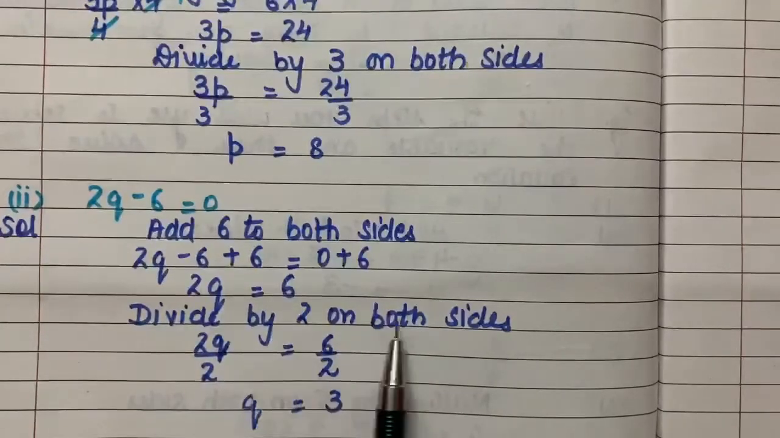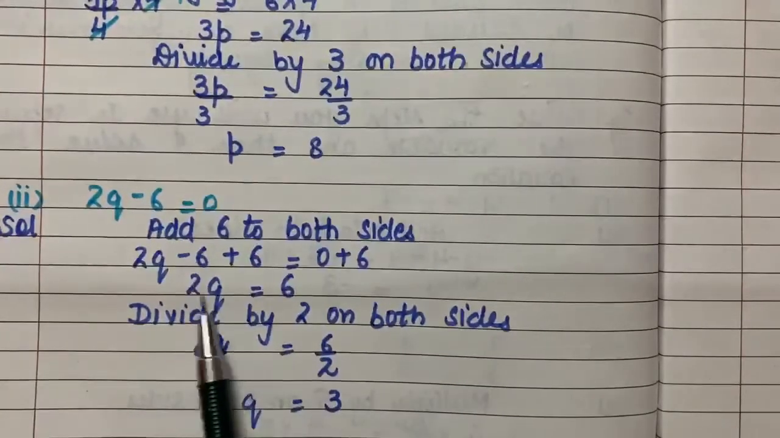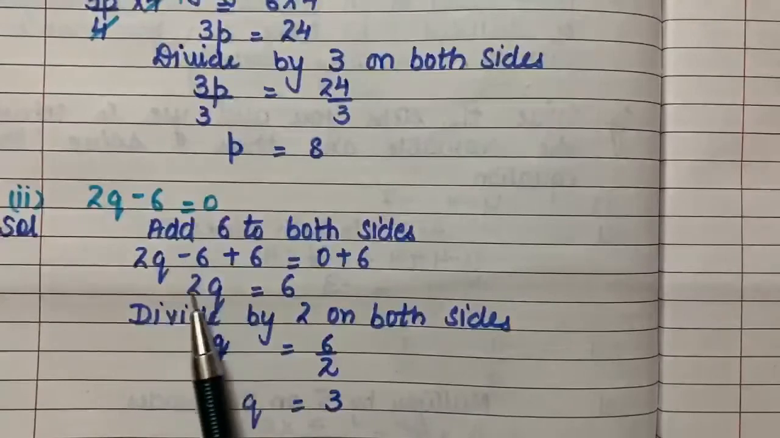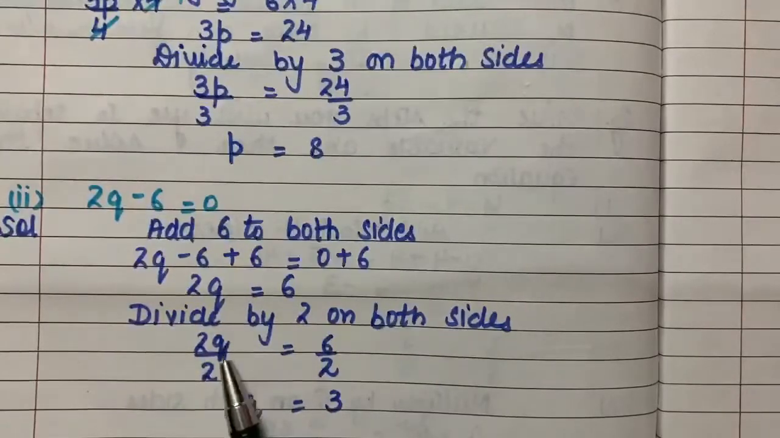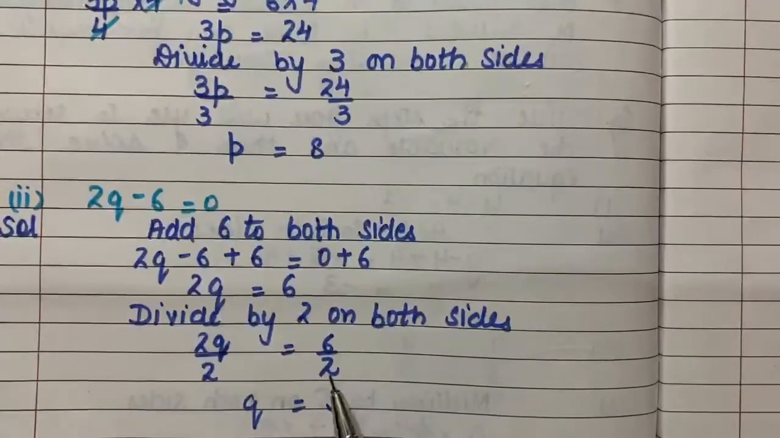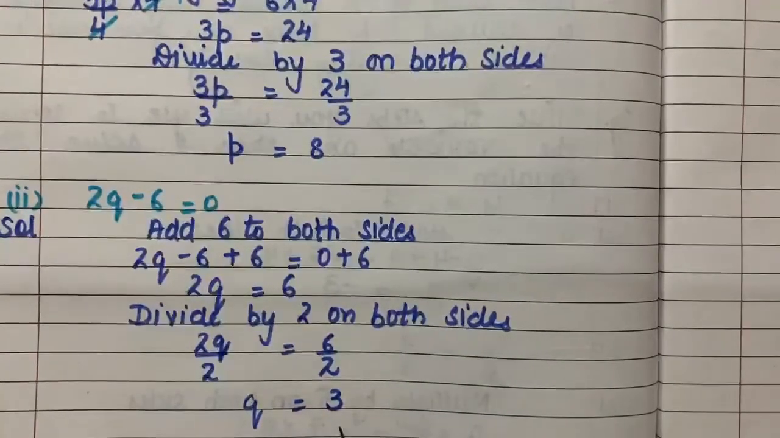So divide by 2 on both the sides, because in order to make q alone now, we have to remove this 2. So here 2q upon 2 is equal to 6 upon 2. 2 and 2 will get cancelled. We are left with q, and 6 upon 2 is equal to 3. So our answer is q is equal to 3.